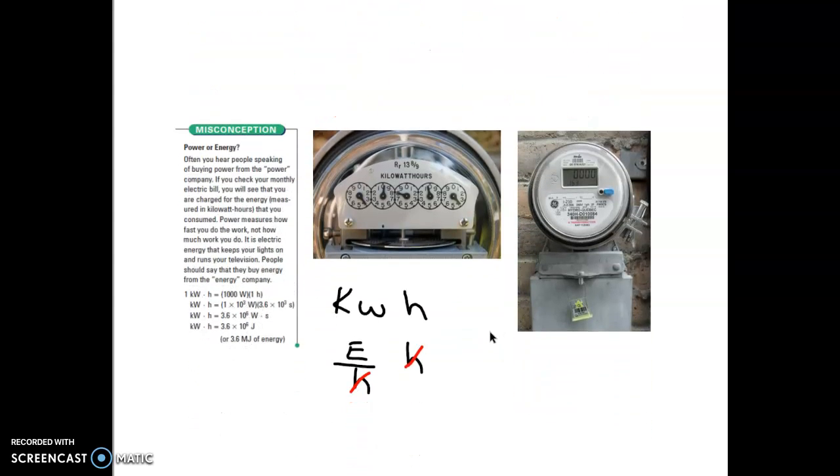Now, there's a little bit of misconception in the world that power is energy. So often you hear people speaking and saying like they're buying power from the power company. But if you check your electric bill, so for us that would be Maritime Electric, it's actually charged for energy. So it's measured in kilowatt hours, and that's what you consume. Power measures how fast you do the work, not how much work you do. So it's electric energy that keeps your lights on, right? So it's energy that we're buying. So you can see the conversion down here of what 1 kilowatt hour equals in joules, which is the form of energy, okay?